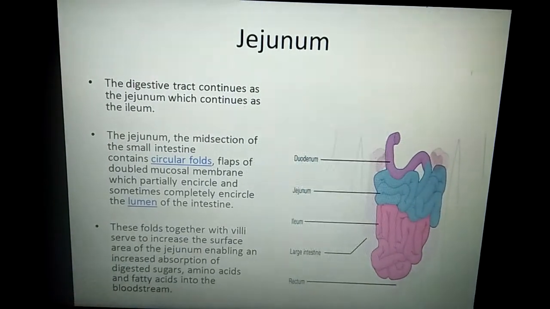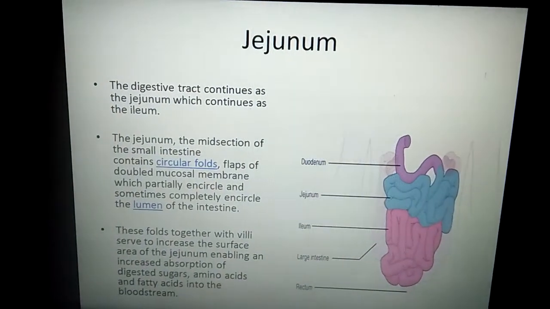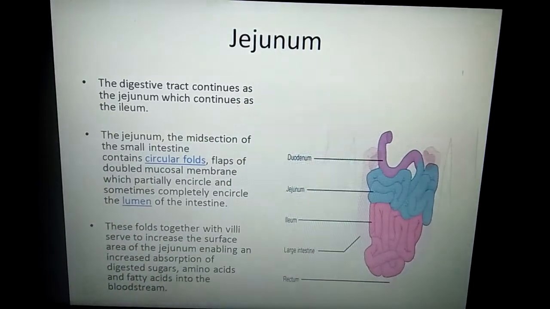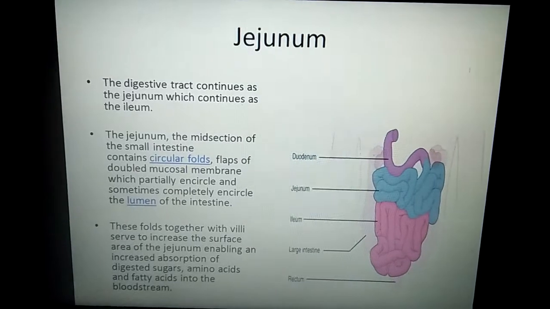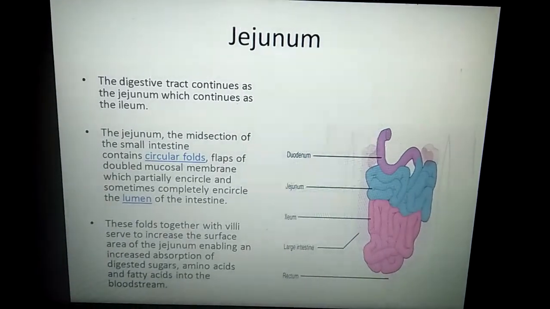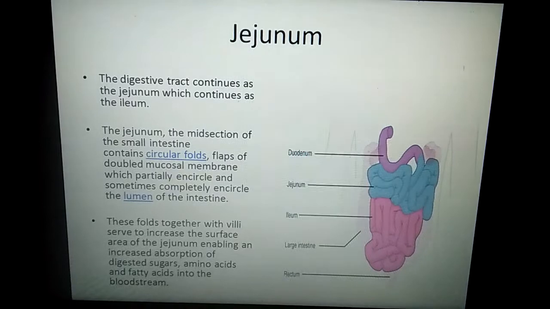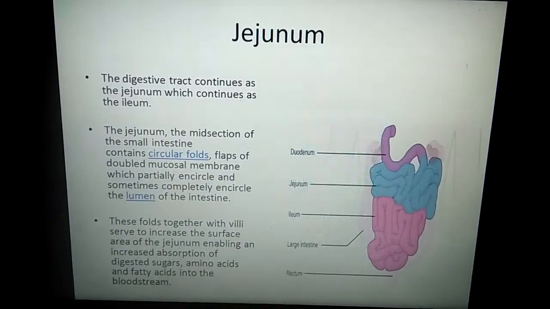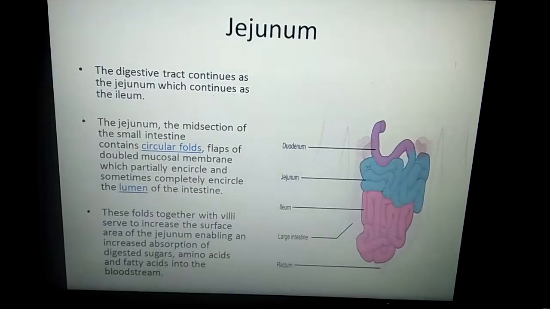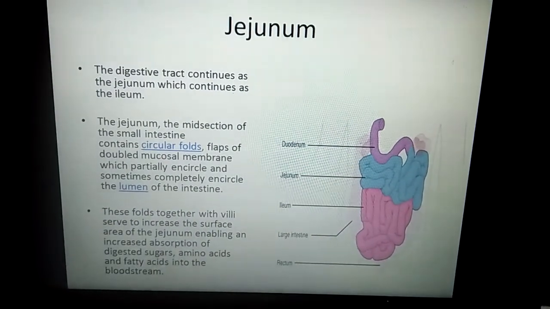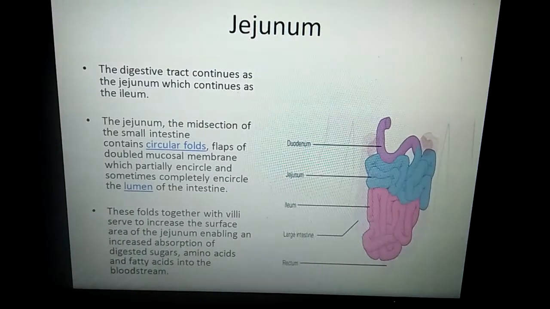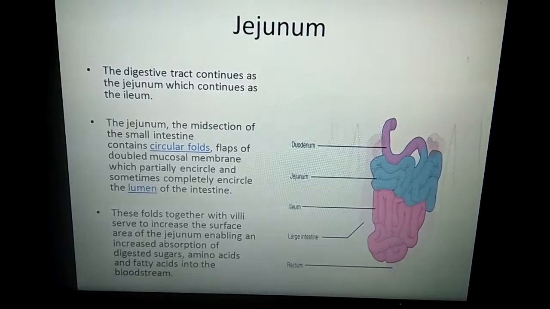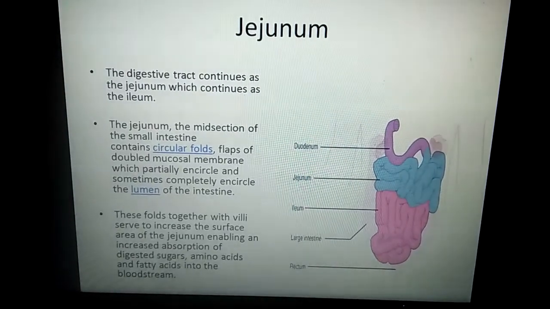Jejunum continues as the ileum. The jejunum, which is the midsection of the small intestine, contains circular folds, flaps of double mucosal membrane, which partially encircle and sometimes completely encircle the lumen of the intestine. These folds, together with villi, serve to increase the surface area of the jejunum, enabling an increased absorption of digested sugars, amino acids, and fatty acids into the bloodstream.